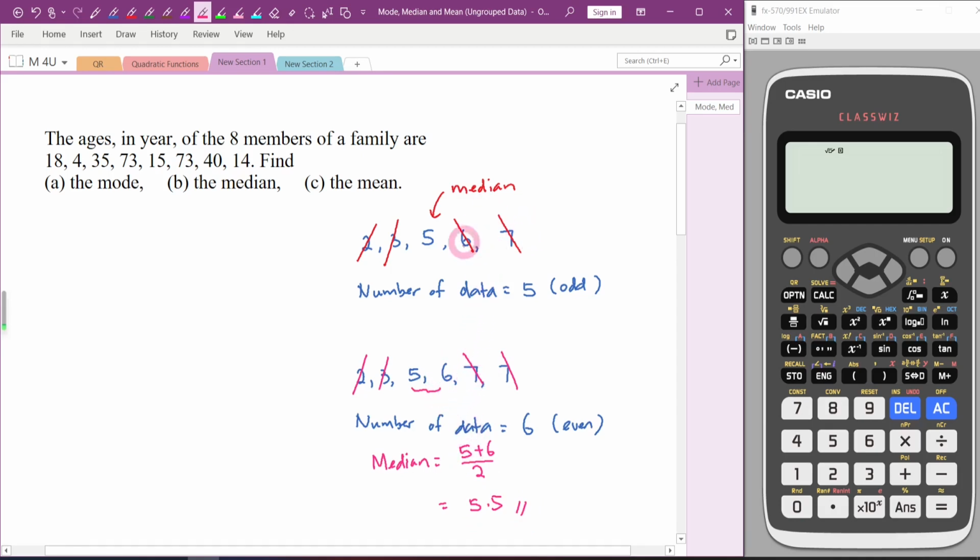Okay, so sometimes we have a lot of data. We don't have time to write all the data out like this. So we can actually use a formula to help us to get the location or the position of the median. Let me show you here. So this is odd number, right? So I take 5 plus 1 divided by 2. 5 plus 1 is 6. 6 divided by 2, you will get 3. So since this is third, I will change this to 3rd.